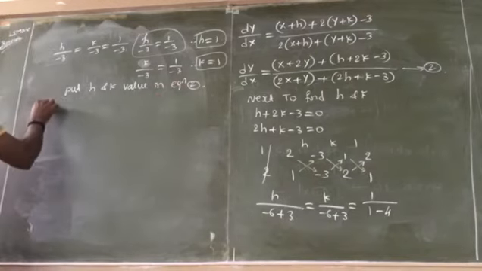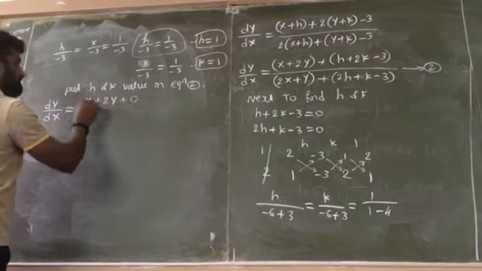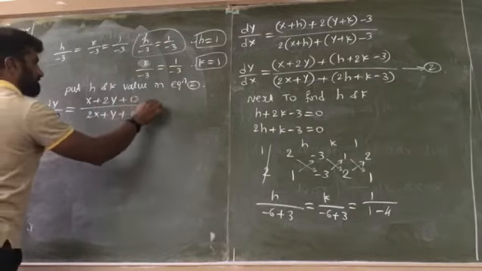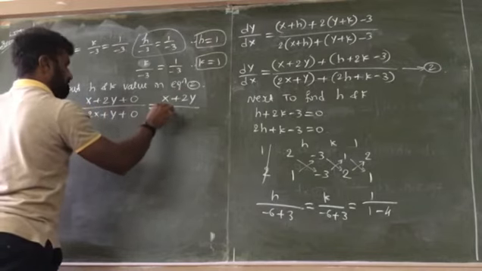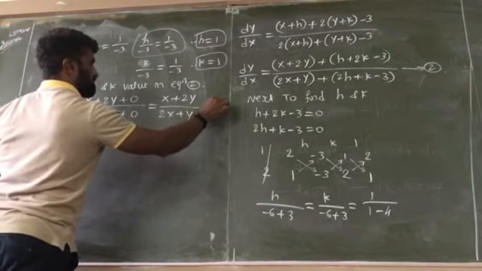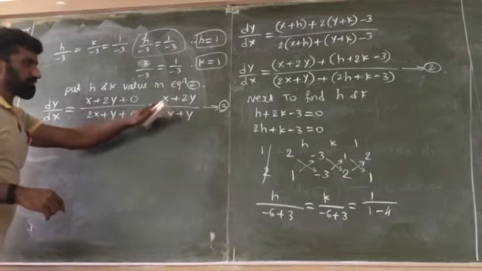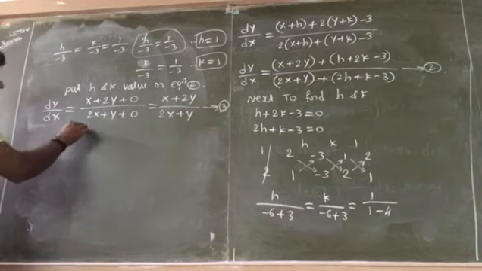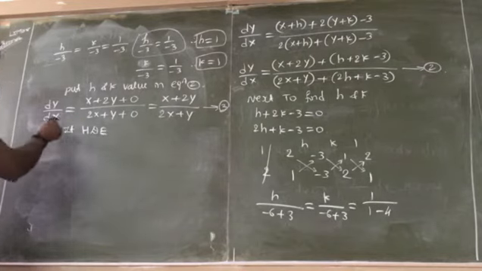In equation 2, substituting capital dy by capital dx, we get x plus 2y plus zero divided by 2x plus y plus zero. It means dy by dx equals x plus 2y divided by 2x plus y. Call this equation 3. Equation 3 is exactly in the form of f1 of x, y divided by f2 of x, y, so it is a homogeneous differential equation. I have already reduced it to this form.